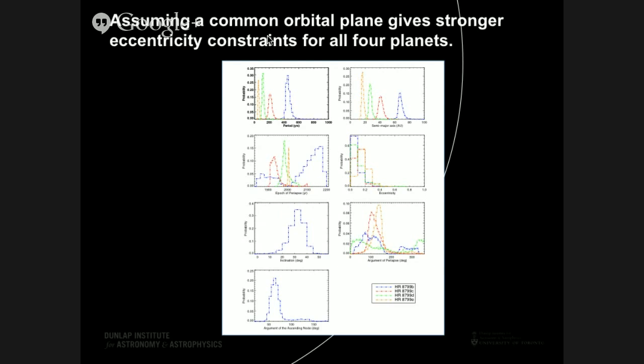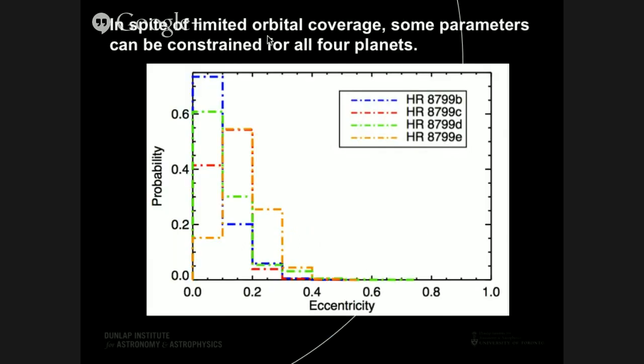So we can play other games, using information from one planet to constrain the orbits of the others. If we force all of the planets to have the same orbital plane and assume there's no relative inclination between them, we actually get even tighter constraints on things like eccentricity. So now I've fixed the orbital plane of all the planets to be the same as HR 8799b, and I'm going to zoom in on eccentricity. What you see now for all 4 of them is, again, a hard upper limit of 0.4.